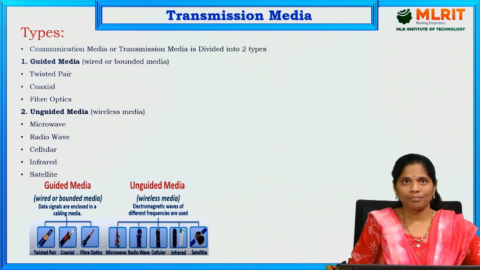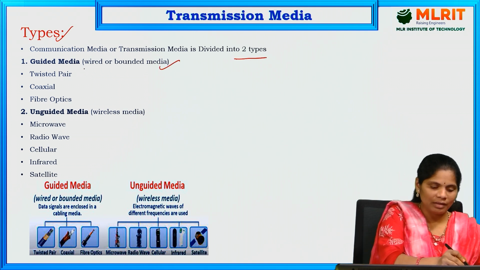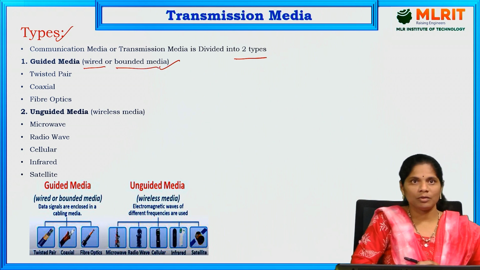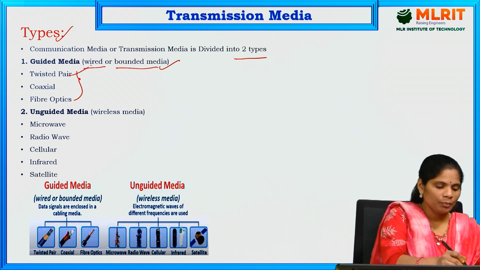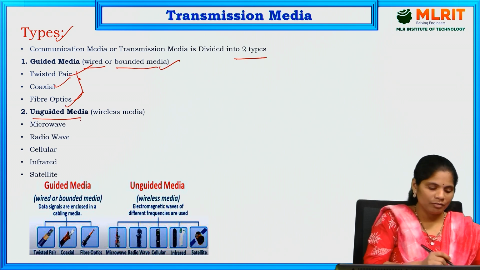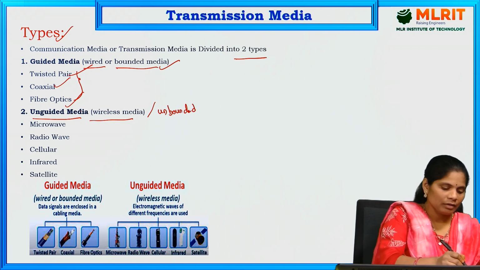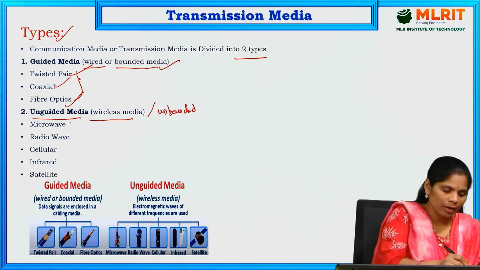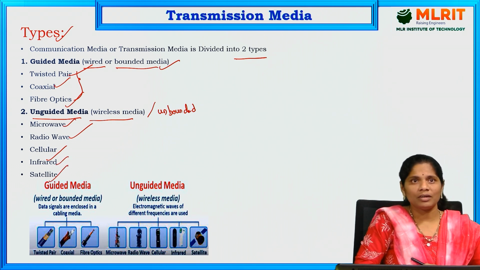Next, what are the different types of transmission media? Transmission media is divided into two types. Those are guided transmission media, also called wired or bounded transmission media, which is divided into twisted pair cable, coaxial cable and fiber optic cable. And unguided media, also called wireless or unbounded media, which has different types: microwaves, radio waves, cellular waves, infrared waves and satellite waves. These are the different types of unguided media.